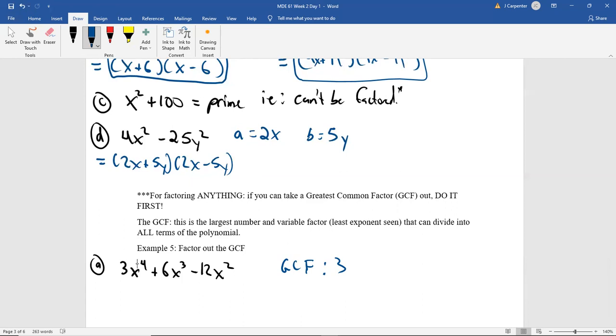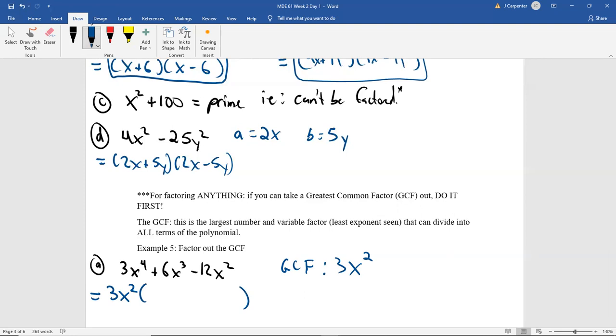For the variables, and spoilers, there will be some x's, so I'm just going to go ahead and write it. There are 4 x's here, there are 3 x's here, and there are 2 x's here. So you only want to take the most that you can take. You can't take 3 because the last one's only got 2. So we can only take out a 3x squared. Here's what we do. We write the GCF first, and then we open a parenthesis.